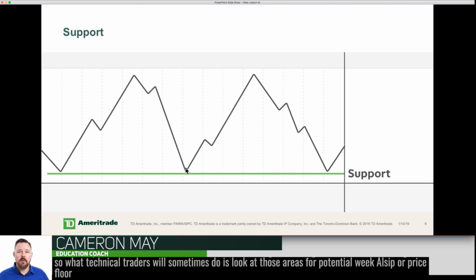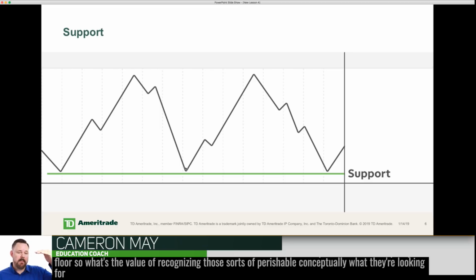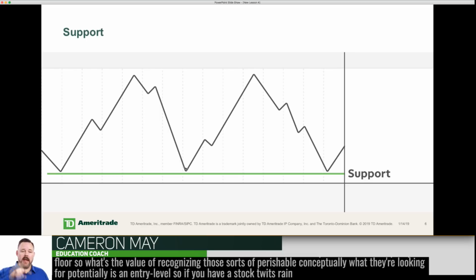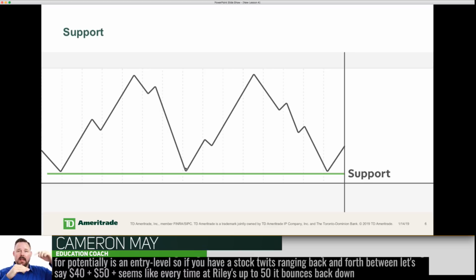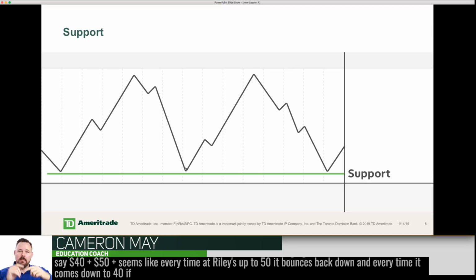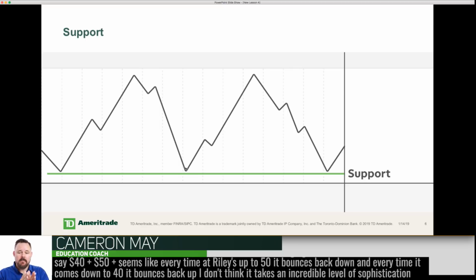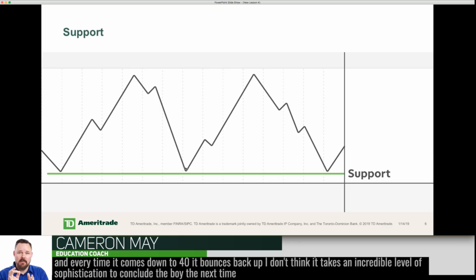So what technical traders will sometimes do is look at those areas for potential what we call support or a price floor. So what's the value of recognizing those sorts of patterns? Well, conceptually, what they're looking for potentially is an entry level. So if you have a stock that's ranging back and forth between, let's say, $40 and $50, and it seems like every time it rallies up to 50, it bounces back down, and every time it comes down to 40, it bounces back up, I don't think it takes an incredible level of sophistication to conclude that, boy, the next time that thing comes back down to 40, maybe we'll look to buy, right?